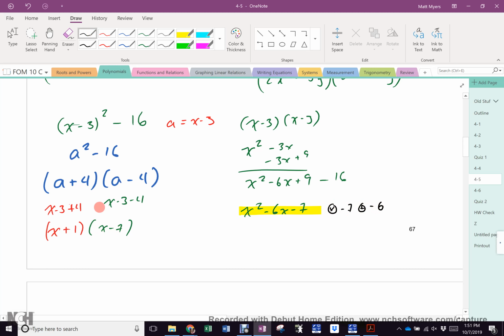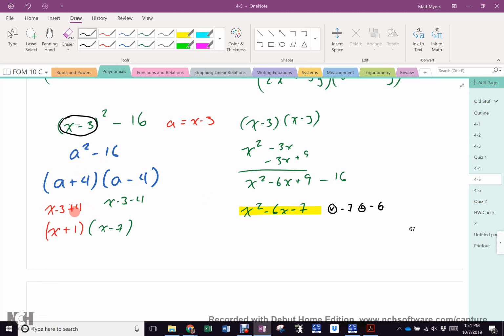But I submit, isn't this way shorter? All I did was take this, the thing I didn't like, and made it one thing. Now I have a squared minus 16. Do that in my head. A and a, square root of a, square root of 16. And then at the end, I put back in what a really is, and I fix it up. Does everybody see that shortcut?